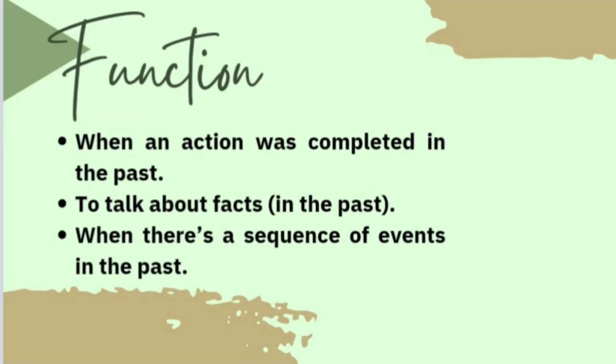First, the function. We use the simple past when an action was completed in the past. Then we use it to talk about facts, but in the past, and when there's a sequence of events in the past.